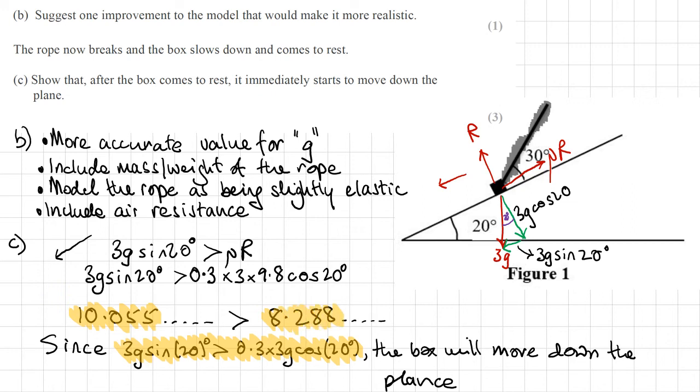Another way you could do it is to do 3G sin 20 minus mu R and show that that's greater than 0, and that basically shows that there's an acceleration, the force is not balanced. So this force is a greater force, it's bigger than the resistive force, so then it will slide down.